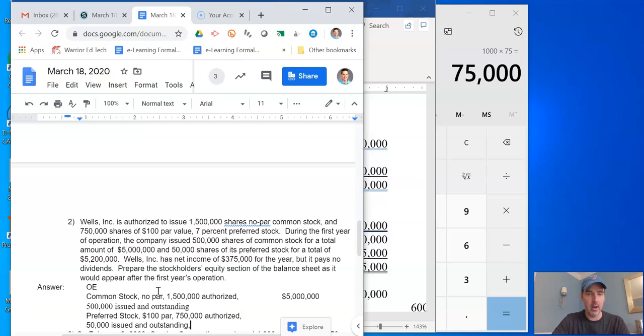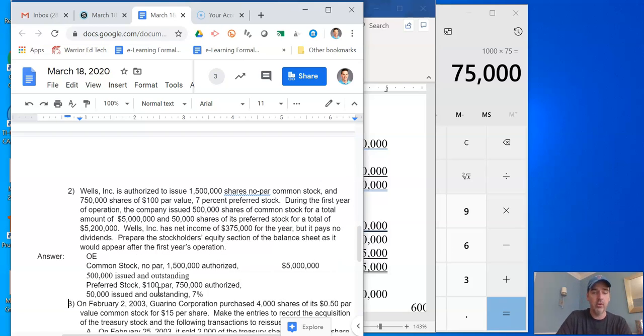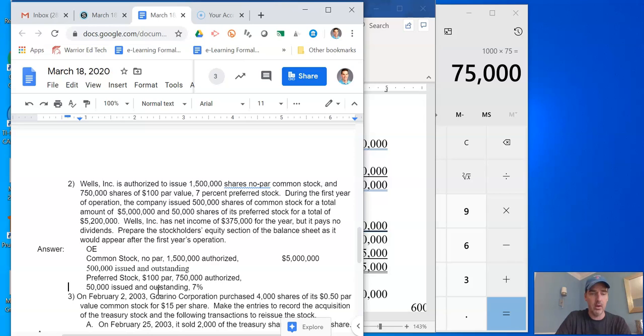And it has a 7% is what they're paying the dividend off of. So since it has $100 par, 7%, if you take 100 times 7, it would be a $7 dividend for that one. So what goes into that account then is the par.